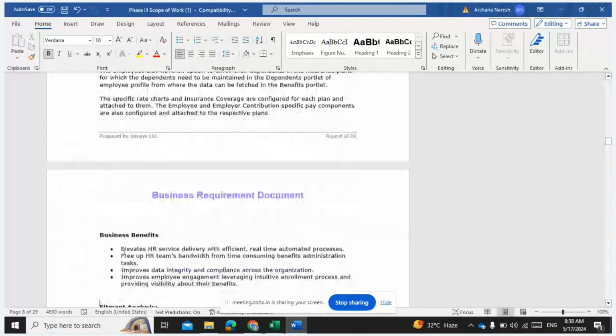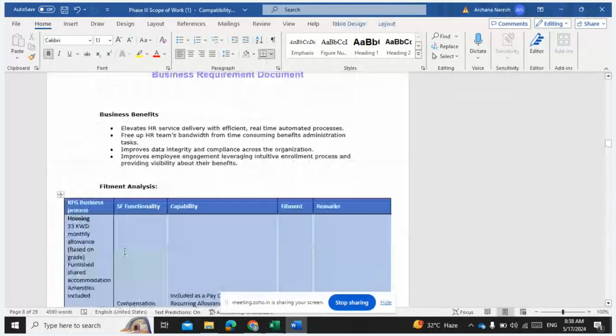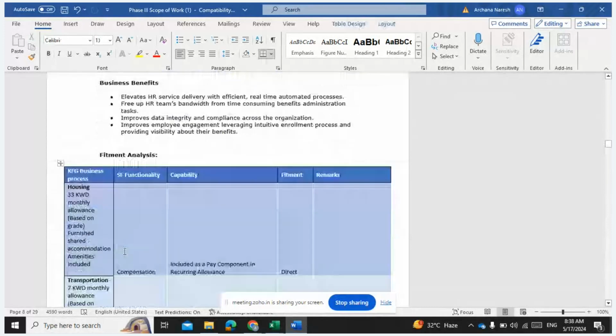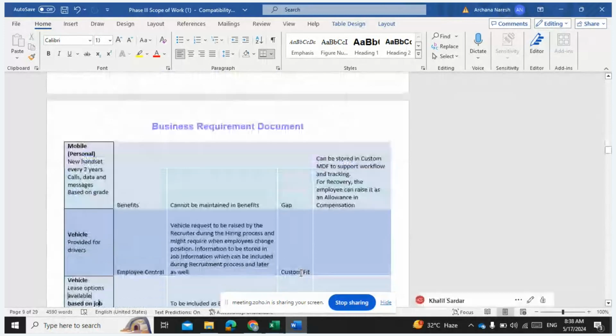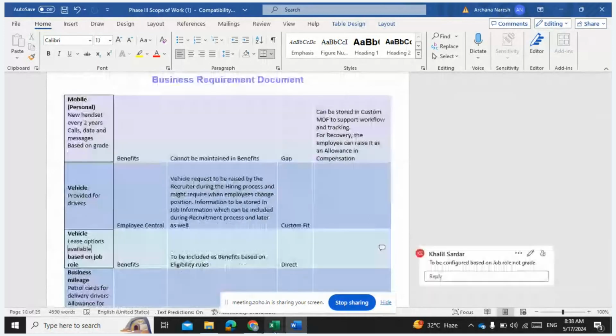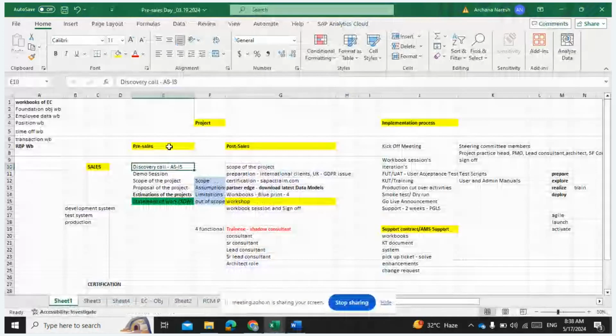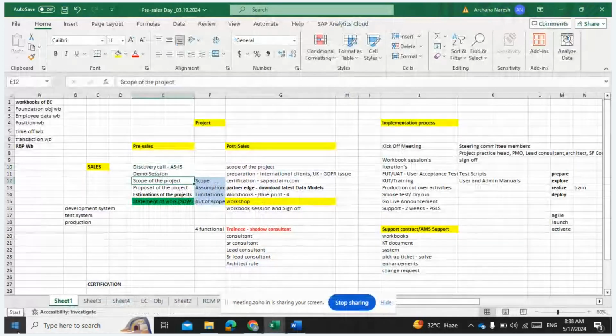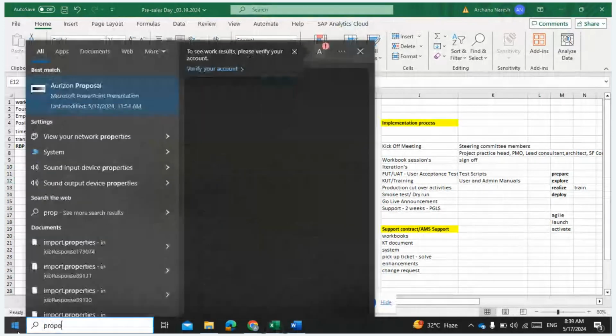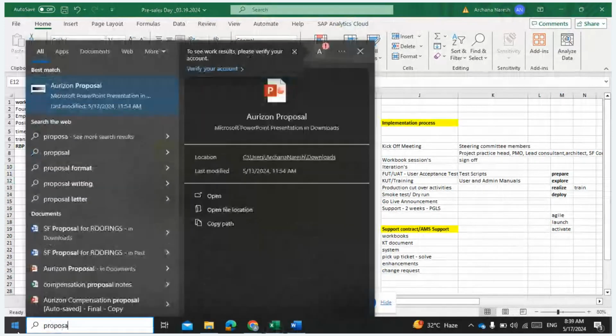Then comes the fitment analysis. Fitment analysis means, for whatever points they have given, are they a fit to the product or not. All of this work is a part of your pre-sales, that's scope definition. So you're going to define the scope in that way. Then comes the proposal document. Basically, a proposal is a booklet, guys. Proposal.